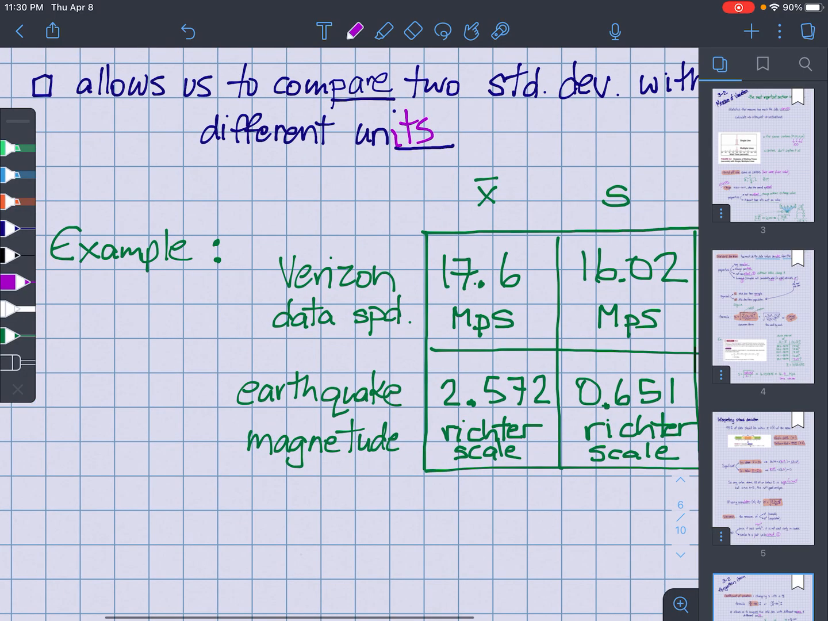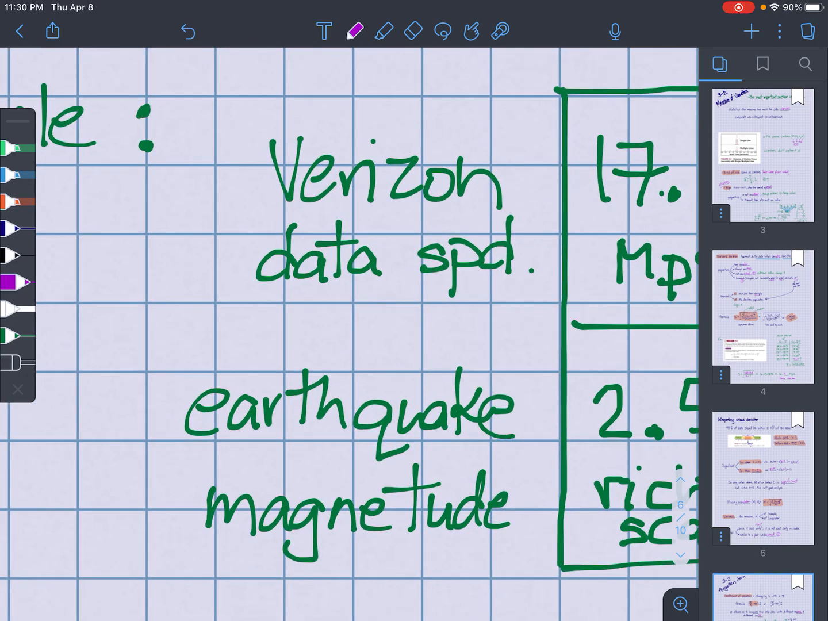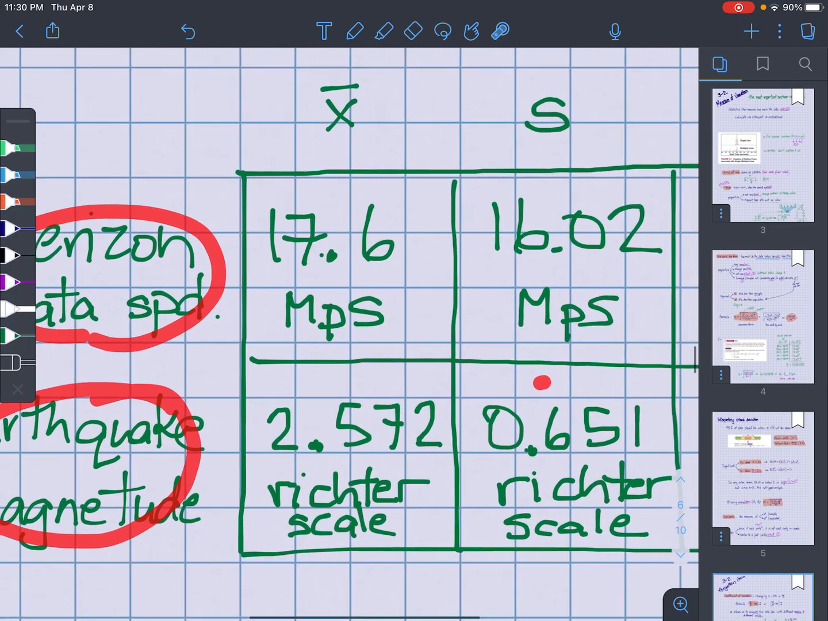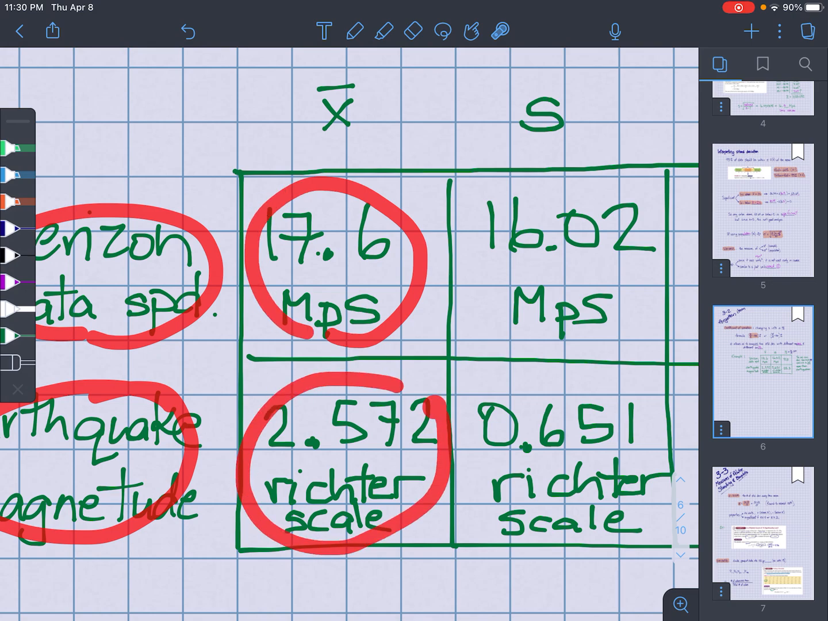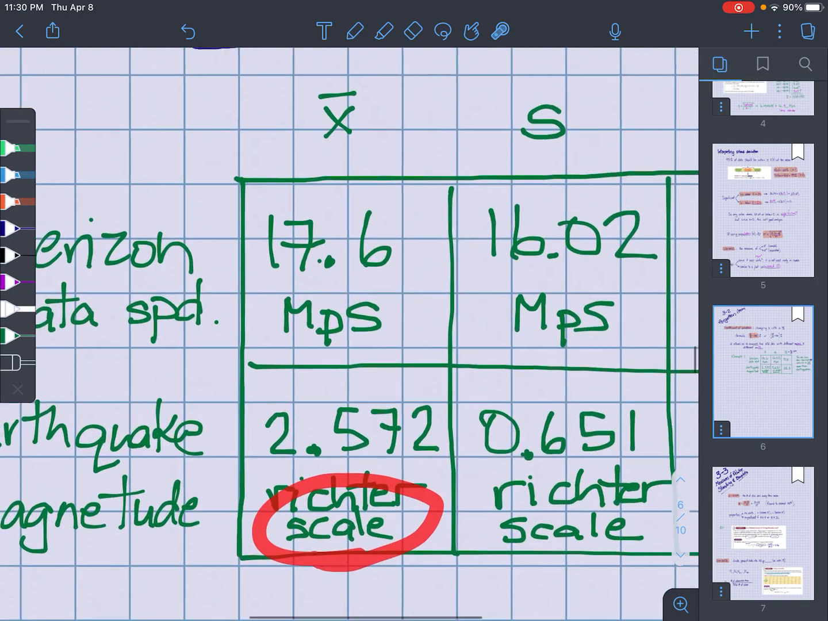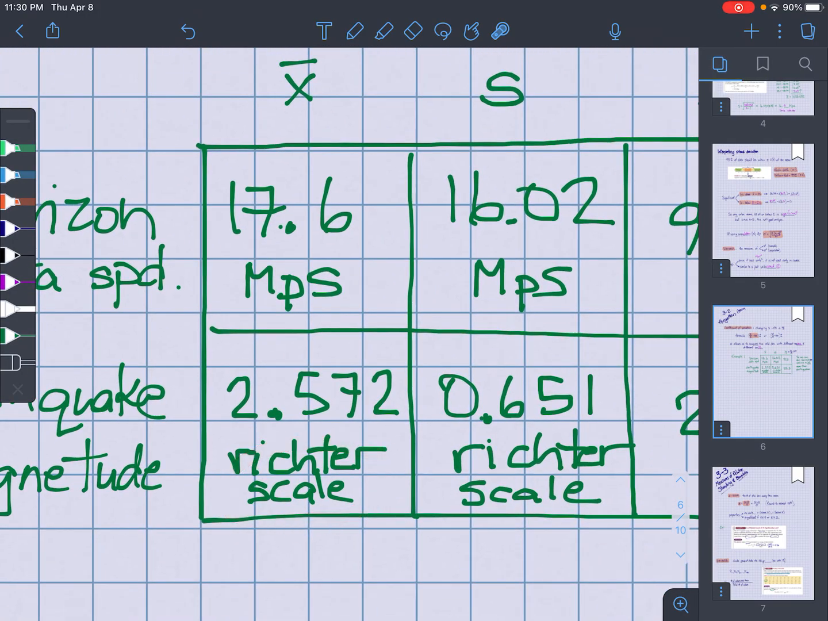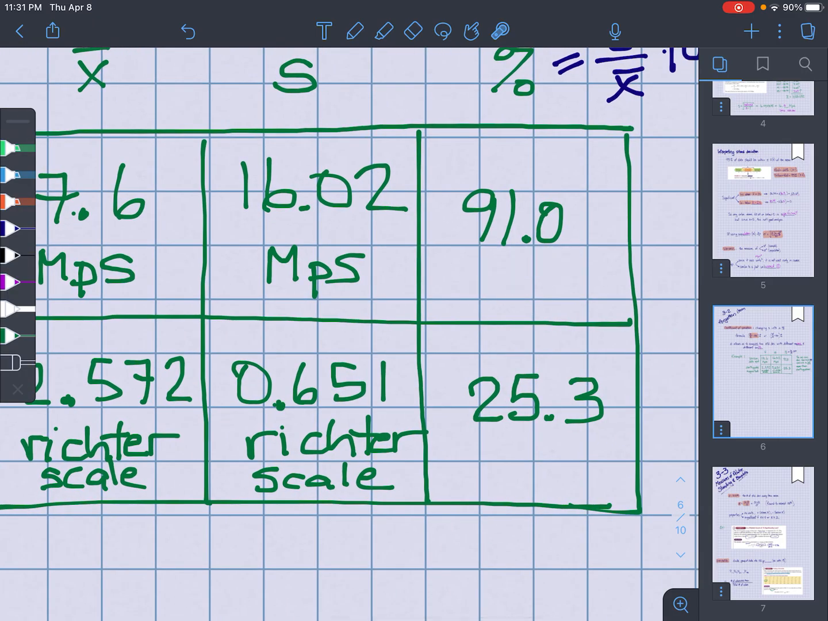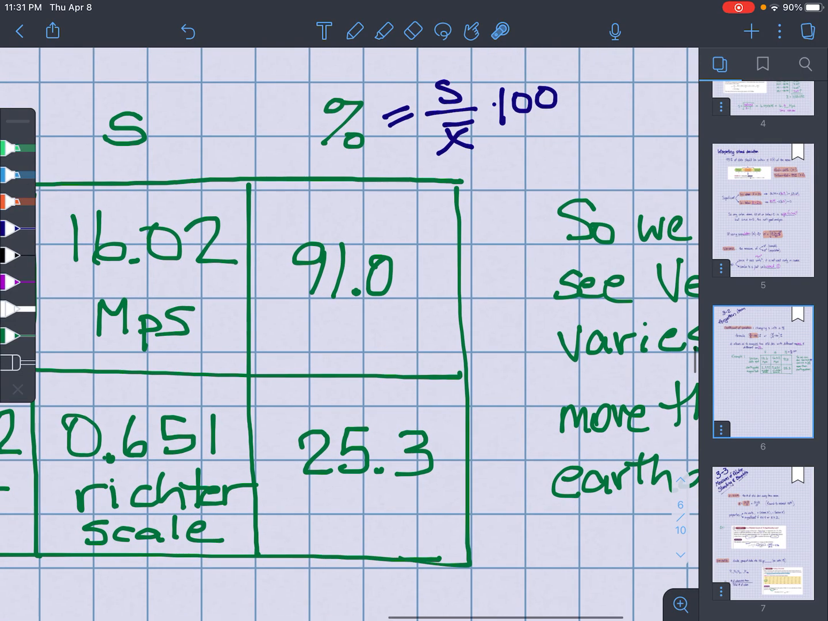So this is kind of wild, but here's an example. I got Verizon data speeds at airports, and earthquake magnitudes. And here we have the mean of both of those. Again, we measure earthquakes in Richters, and megabytes per second is the data speed. So here is my standard deviation for both of them. And now we can see 91% compared to 25%. How did I get the 91%? I took the standard deviation divided by the mean, multiplied by 100.